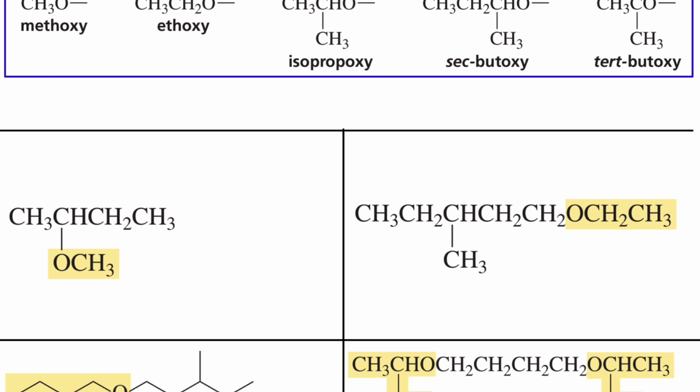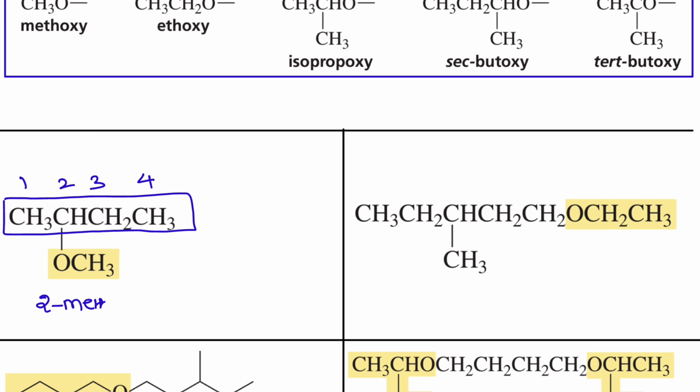Now, let us take the first example. This is the long chain. Numbering should be from the left side. And the name of this compound is 2-methoxybutane. 2-methoxybutane.